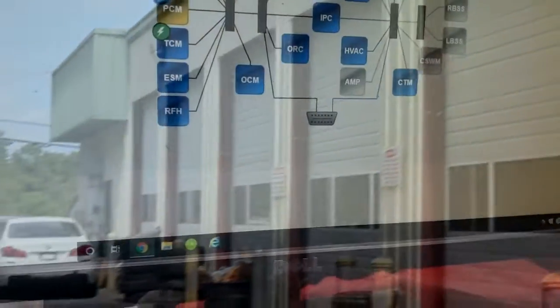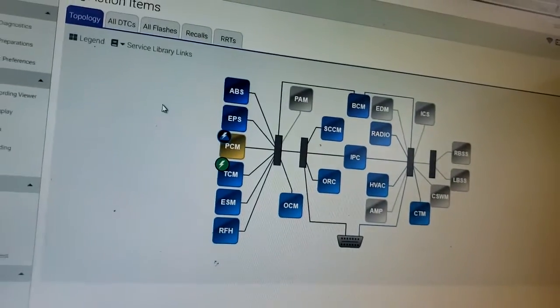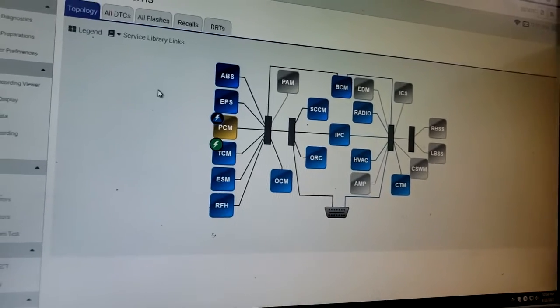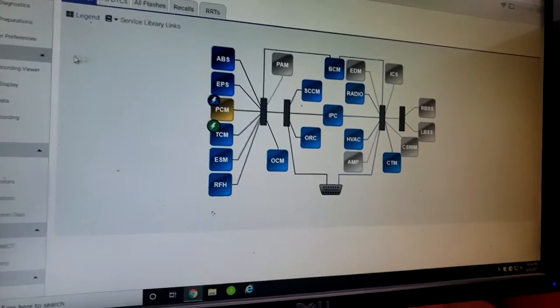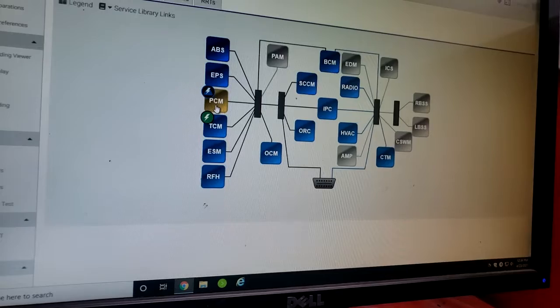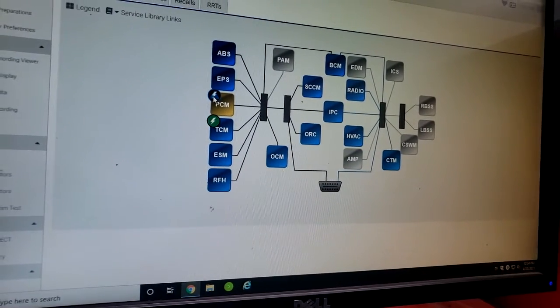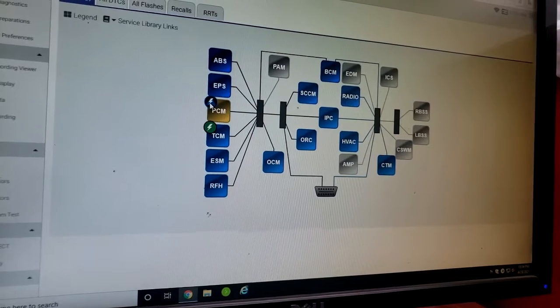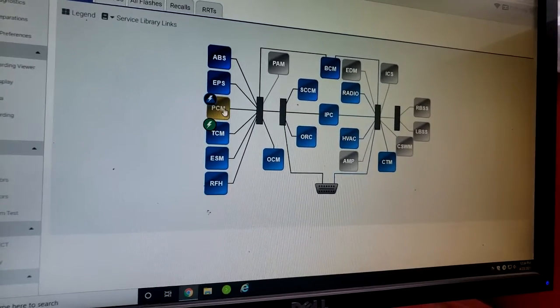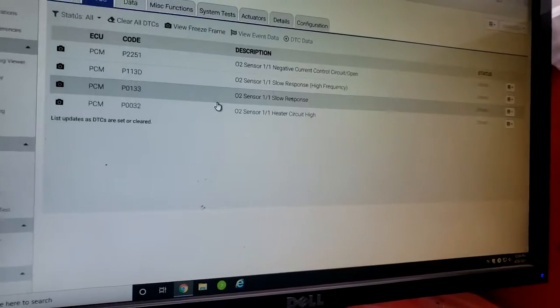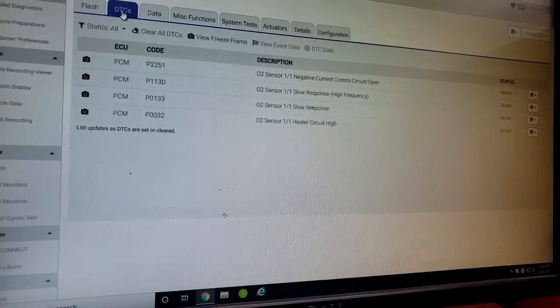Alright guys, here we go back at this 2015 Dodge Dart 2-door. It says it's a 2.4 MultiAir. As you can see, yellow indicates trouble codes. Now this blue lightning bolt indicates a potential recall, a flash update recall. But at any rate, let's see what the fault codes are. Alright, let's go to the DTCs.